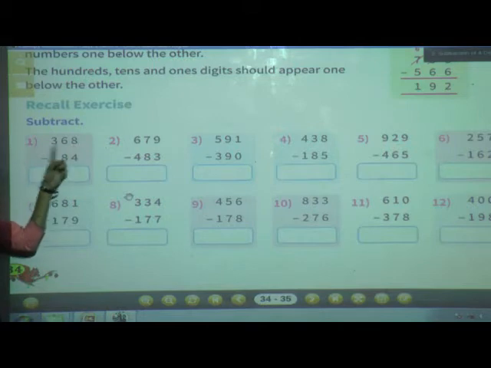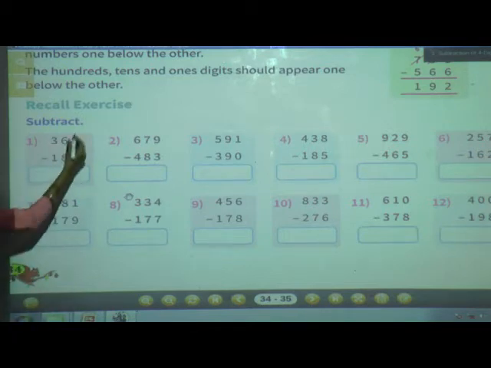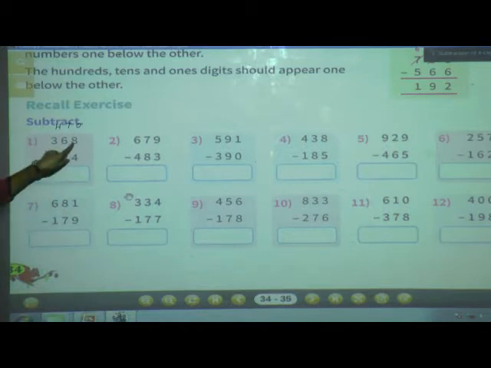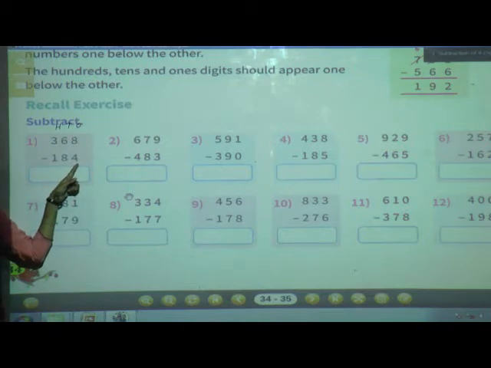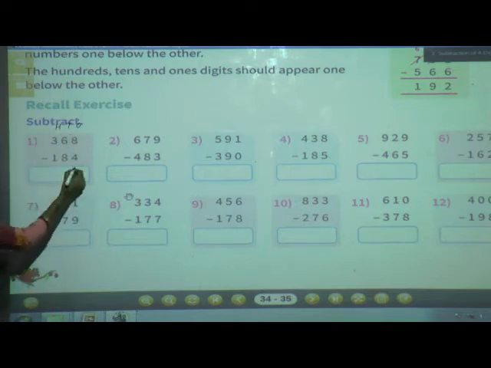368 is a 3-digit number, and 184 is also a 3-digit number. 368 is greater than 184. So we will subtract 184 from 368. First of all, we will write the places: ones place, tens place and hundreds place. See the ones place numbers. At ones place, 8 is there and 4 is there. So 8 minus 4 we have to do. For that, count your fingers after 4: 5, 6, 7, 8. So 8 minus 4 is 4.